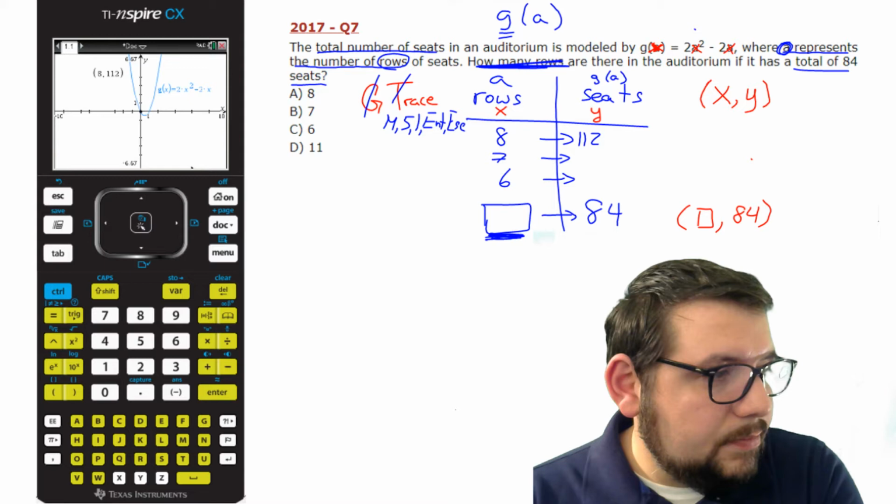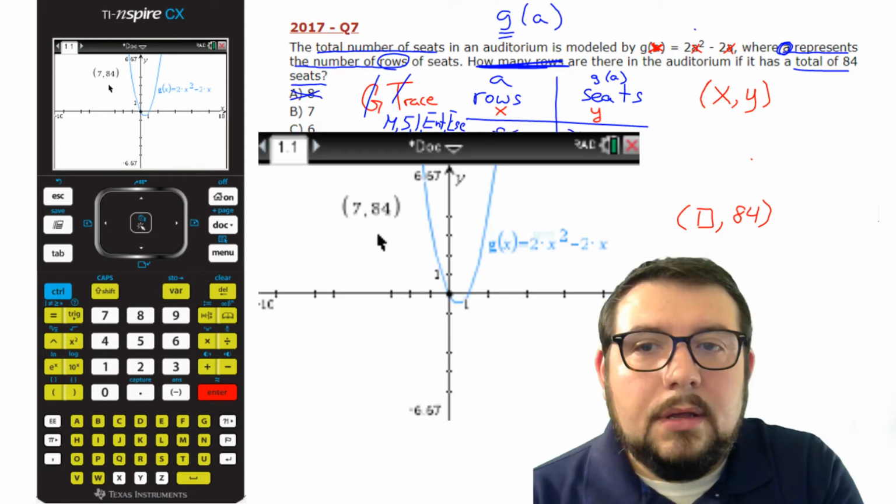Now I'm going to try number 7. So I'm going to go ahead and put the calculator back and try the number 7. Right here, click on it twice and put in the number 7. Okay, and there you go. It produced the number 84.